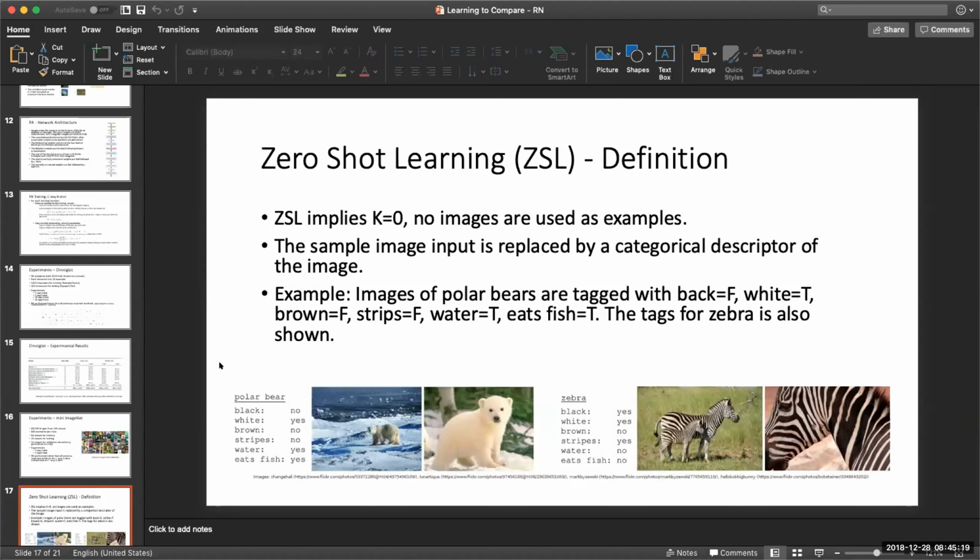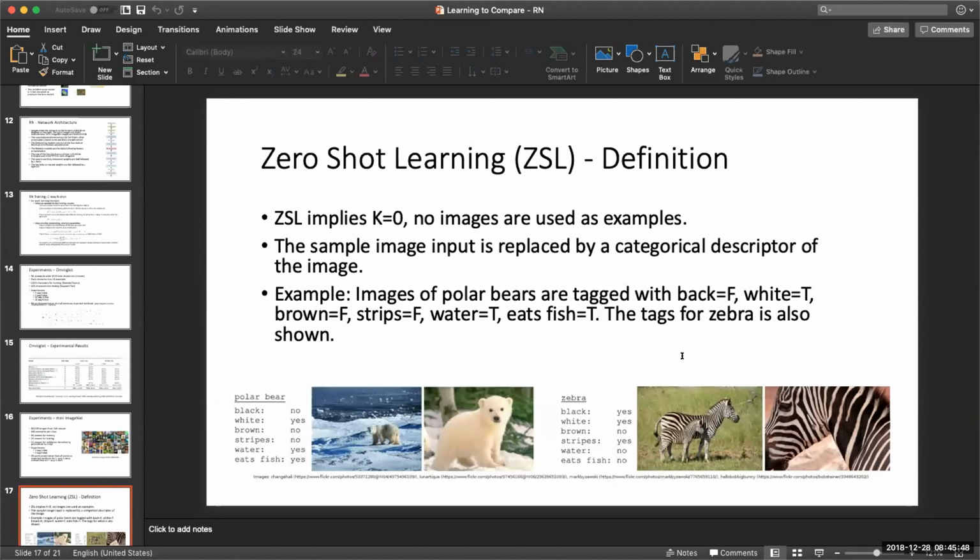So there are 6 attributes listed: black, white, brown, stripes, water, and eats fish. The polar bear is not black. No, it's white. It's not brown. It does not have stripes. Water is yes. And eats fish, yes.